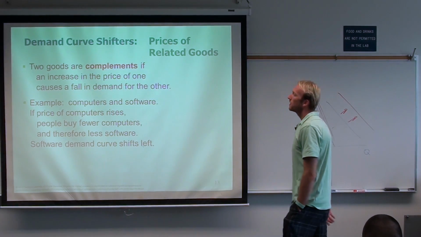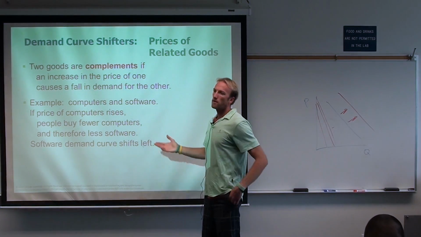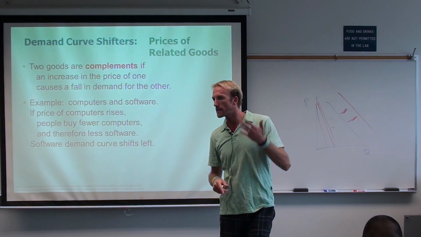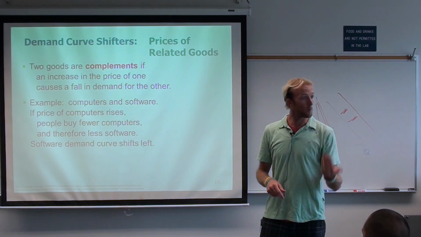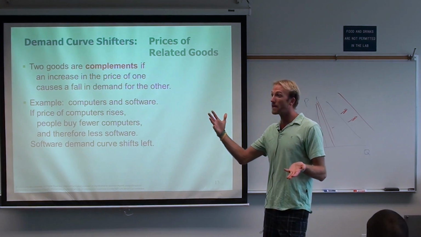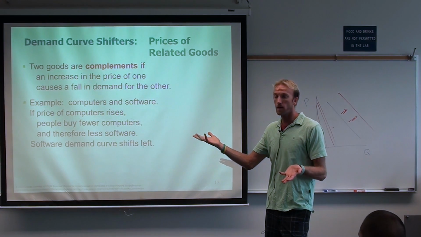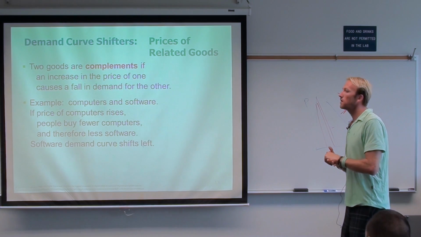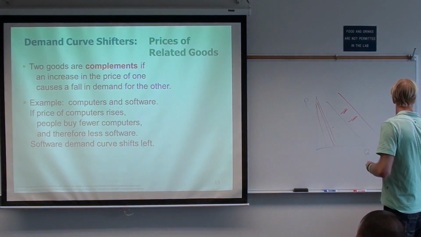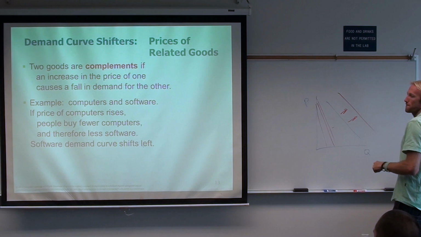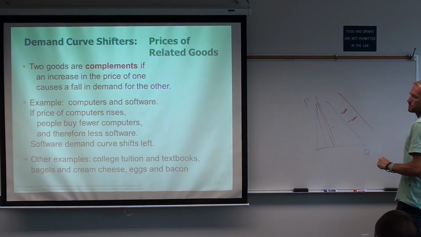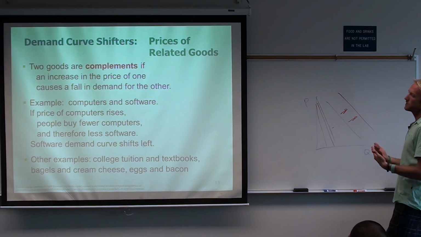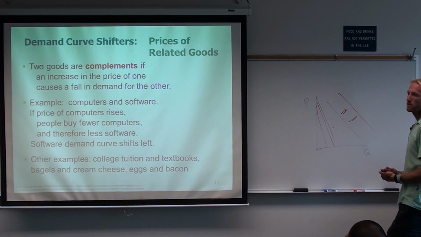Some other examples are computers and software, or Android phones and apps in the Google Play Store, right? As Android phones become cheaper, more people buy them. That increases the demand for apps for my phones, right? So we have to think about prices of related goods changing the demand for the good that I'm analyzing. Okay, so you can think of it, college tuition and textbooks, they go together. Bagels and cream cheese go together. Eggs and bacon go together.